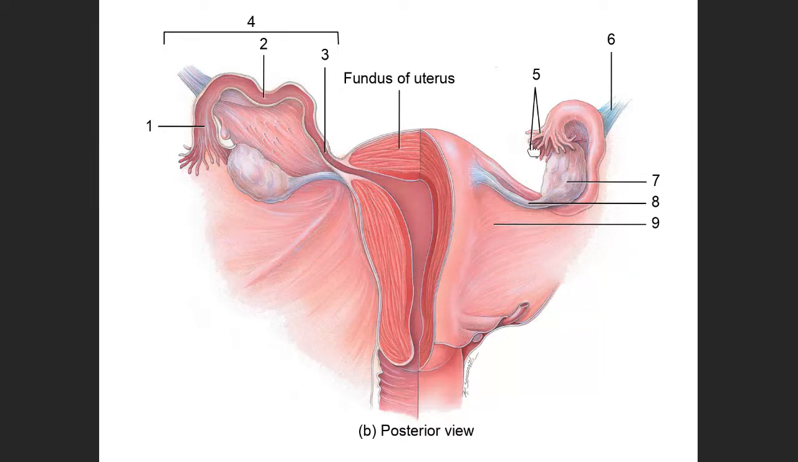Number 5 are the fimbriae at the start of the infundibulum. Number 6 is the suspensory ligament. And number 8 is the ovarian ligament. And then number 9 is the broad ligament.